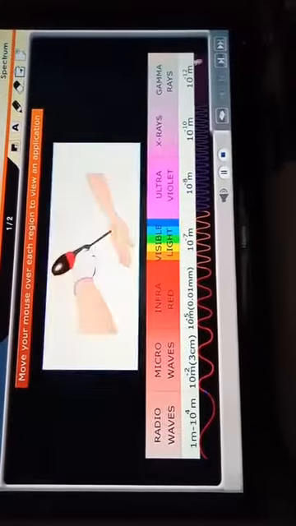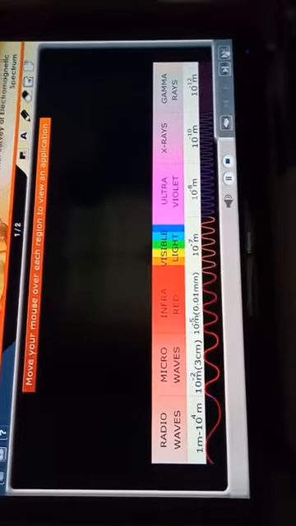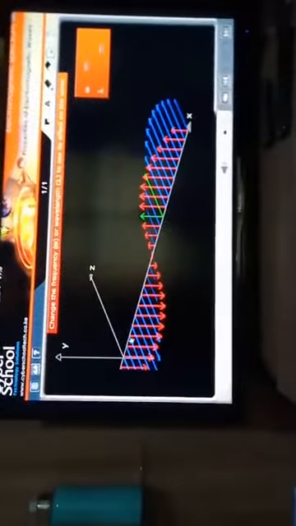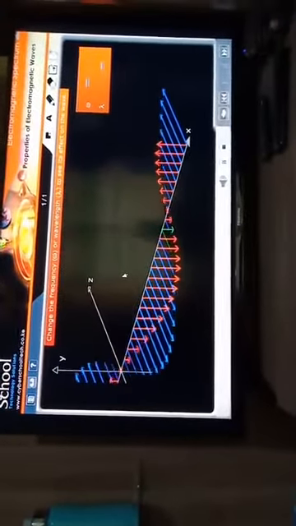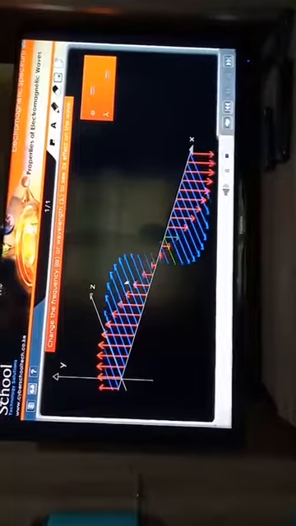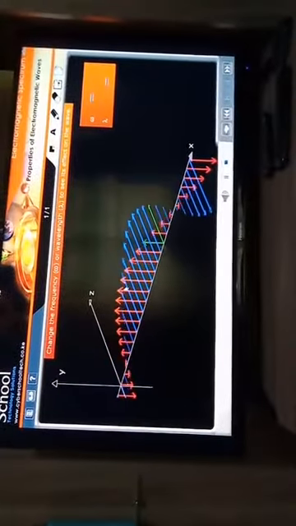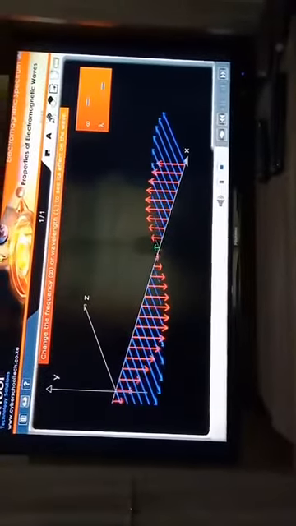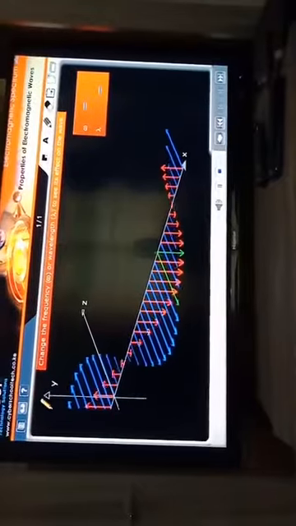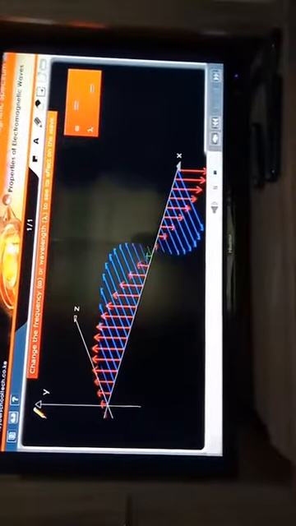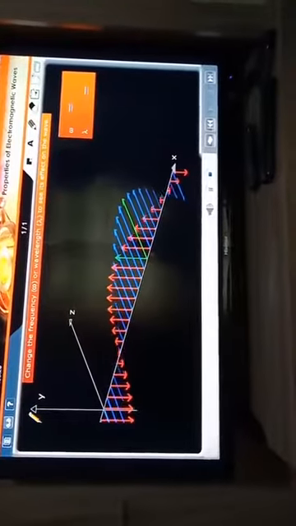Next, I want us to look at the interaction between the magnetic field and the electric field. So this is how they interact. Electromagnetic waves consist of oscillating electric and magnetic fields, each sustaining the other. This means that an oscillating electric field also produces an oscillating magnetic field. The oscillating magnetic field, in turn, produces an oscillating electric field. This process is self-sustaining. For all practical purposes, electromagnetic radiation is considered to be a progressive transverse wave.